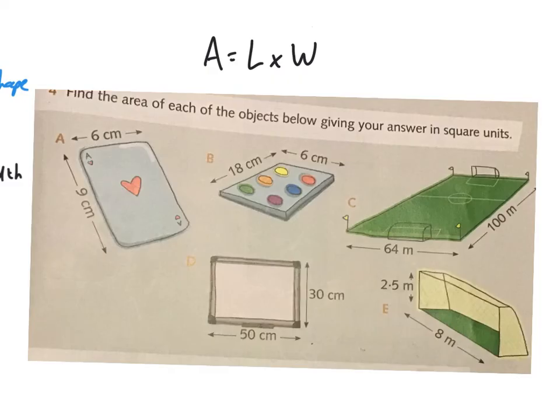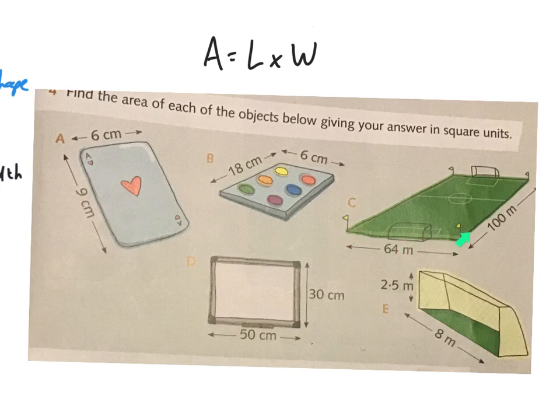In challenge 2, question 4, we have to find the area of each of the objects below, giving your answer in square units. So it's important to remember here that you give your answer in the units that the object is measured in. For example, the playing card is measured in centimetres, so your answer for that one will be in centimetres squared. And again, remember your formula, the area is the length times the width.